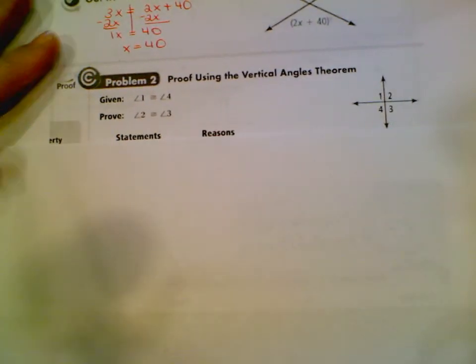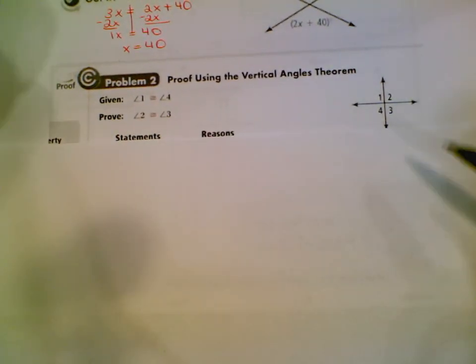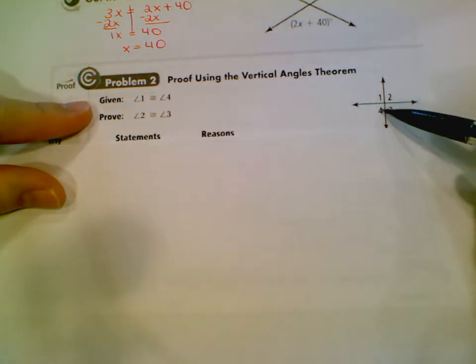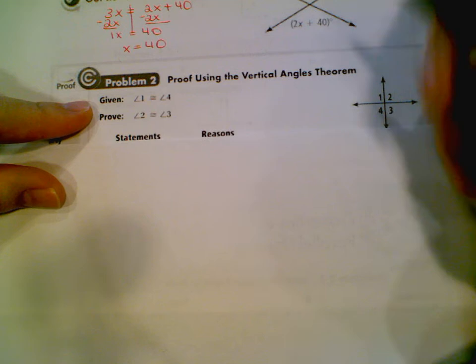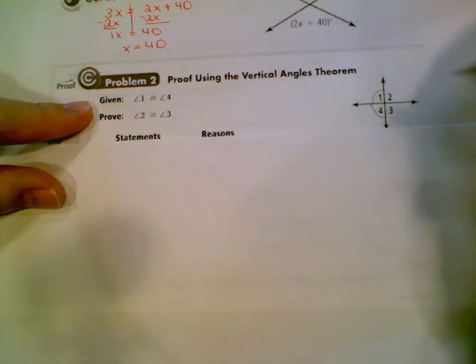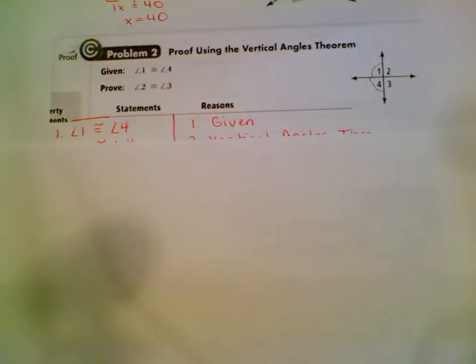Well, look at this one. They want me to prove that 2 is congruent to 3, given that 1 is congruent to 4. So what I like to do is I will go ahead and mark it. So they told me 1 is congruent to 4. So I'm going to go ahead and put my marks in there. And in my proof statement, I'm going to write that on my very first one. Now, going forward after that, since they don't give me anything else, I'm going to be asking myself, what do I know from this picture that I could use, but they haven't told me yet?